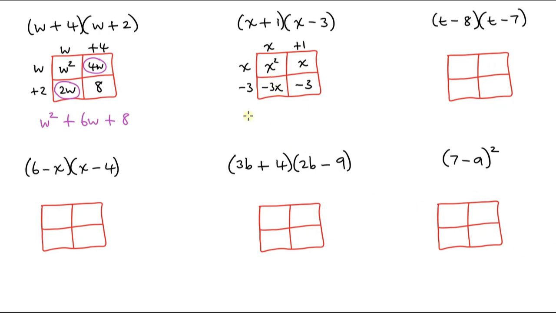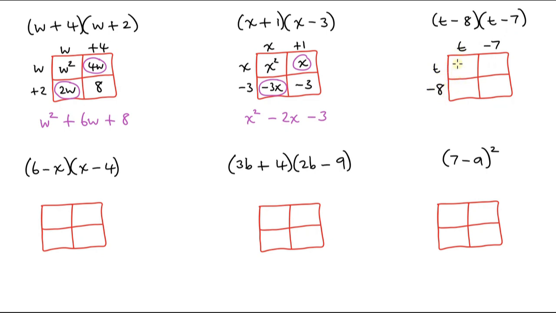So our final answer is going to be x squared. And then again, we're going to simplify. So we've got negative 3x plus x. That's going to be negative 2x. And then we've got negative 3. Okay, question 3. Now this time, just to show you it doesn't matter, let's do the t minus 7 first. So t minus 7 at the top. And t minus 8 down the side.